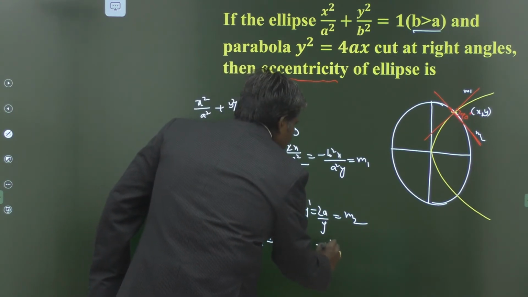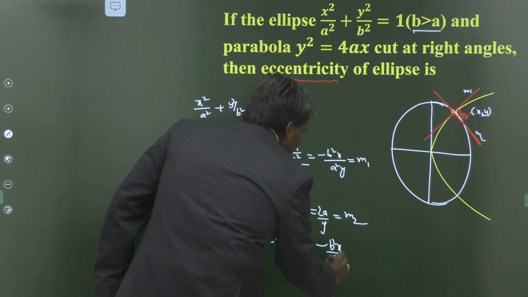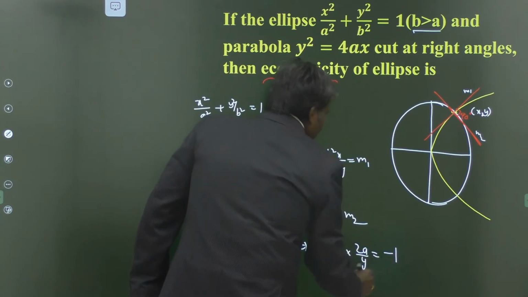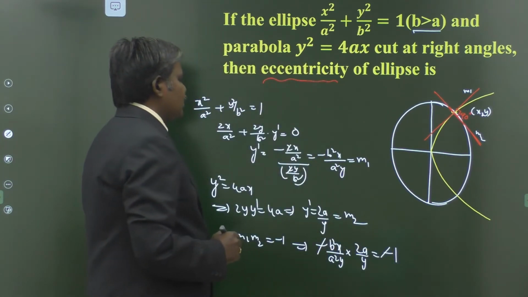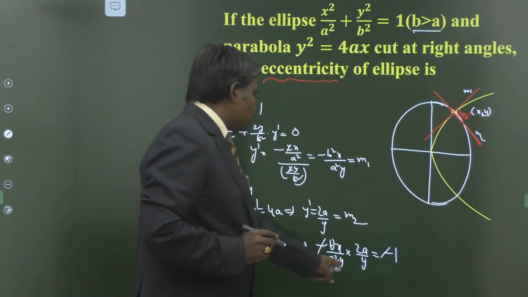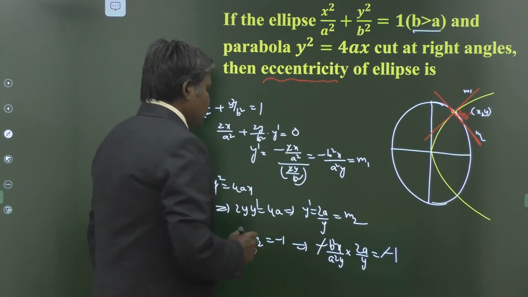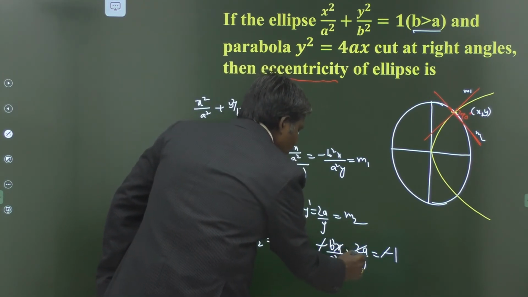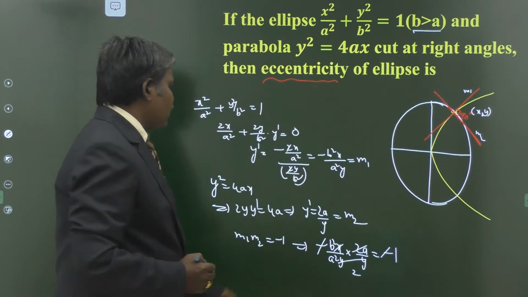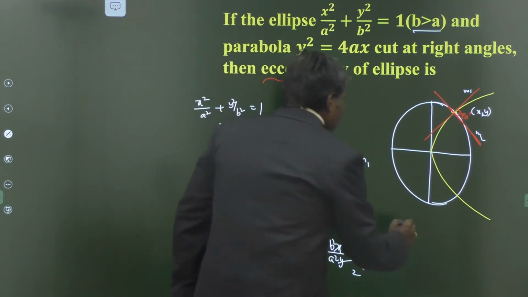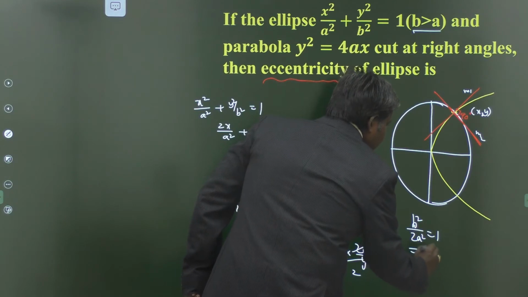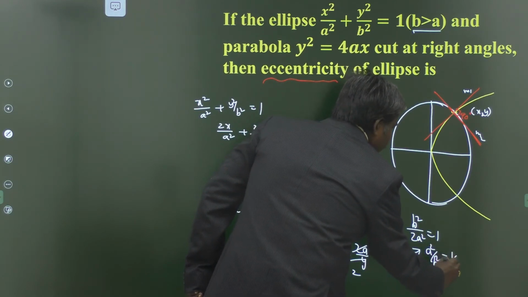This implies minus b square x by a square y into 2a by y is equal to minus 1. Minus 1 gets cancelled. x comma y lies on your parabola. So what is y square? y square is nothing but 4ax. It's cancelled out 2 times. Am I correct or not? So b square by 2a square equal to 1. This implies a square by b square is equal to 1 by 2.